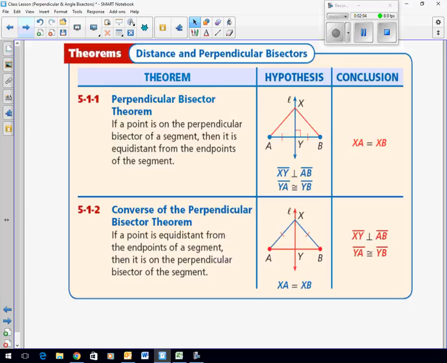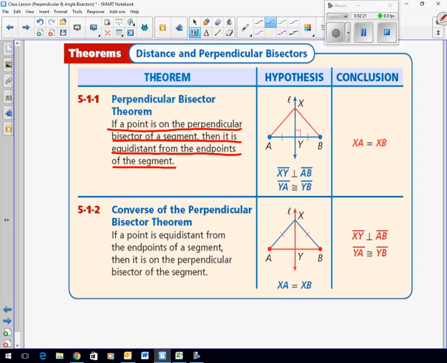First up, you need to write down our perpendicular bisector theorem. If a point is on the perpendicular bisector of a segment, then it is equidistant from the endpoints of the segment. I'm going to have you guys write that down, then I will explain it to you.